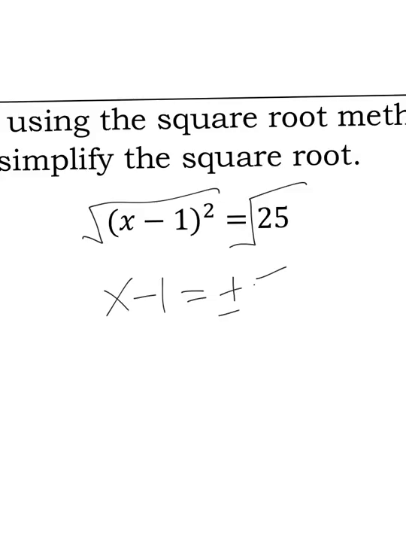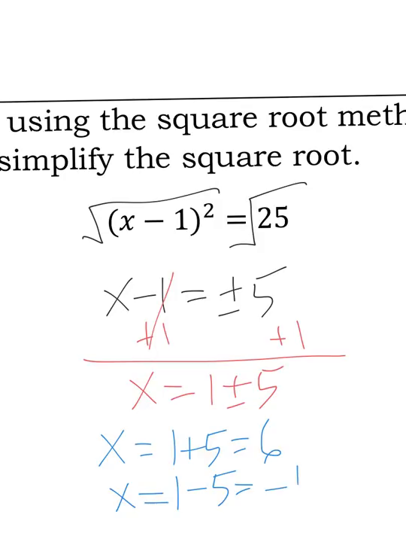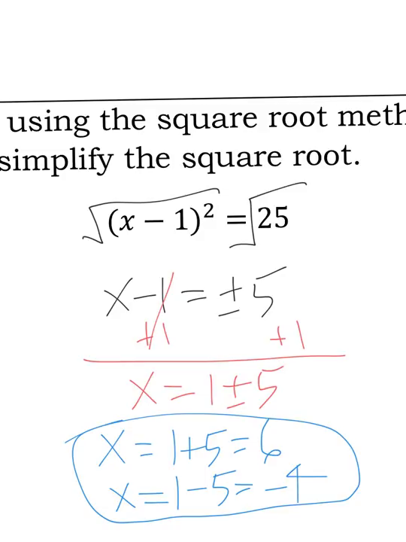Okay? Then you'll add the 1. Don't make the mistake of adding the 1 while it's still in the parentheses. You can't do that until you get rid of the square, which is on the outside of the parentheses. So x is going to equal 1 plus or minus 5. So let's do the two answers. This means x is going to equal 1 plus 5, which is 6. And it's also saying x equals 1 minus 5, which is negative 4. Okay? So that's the final answer.